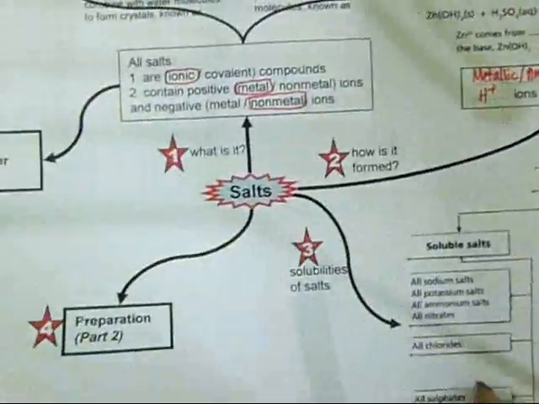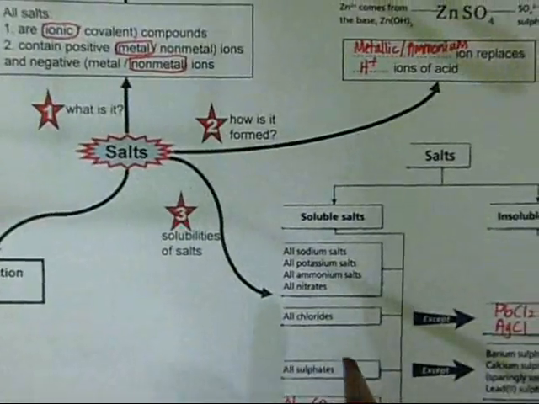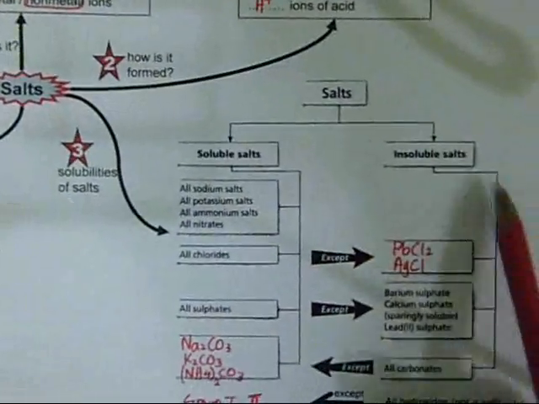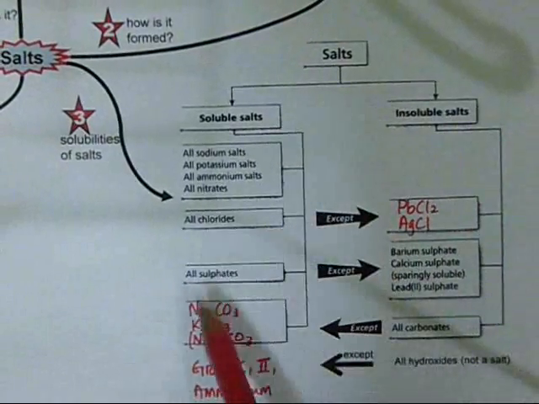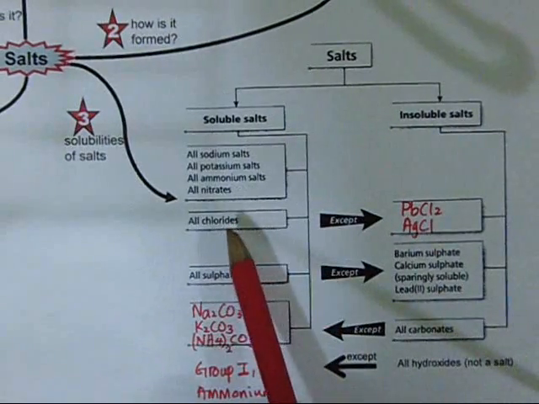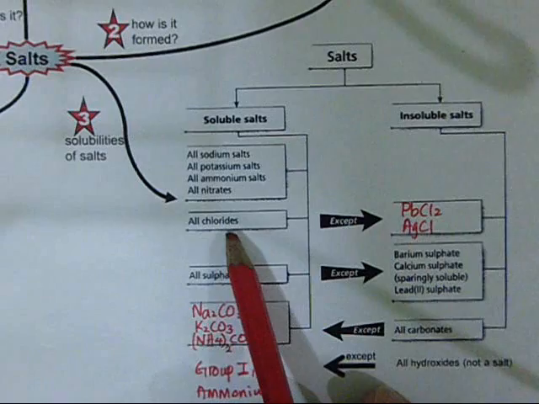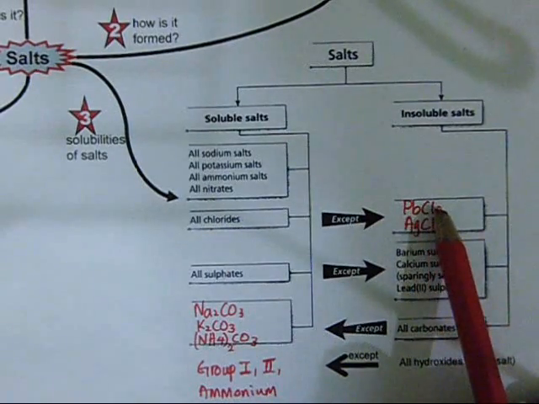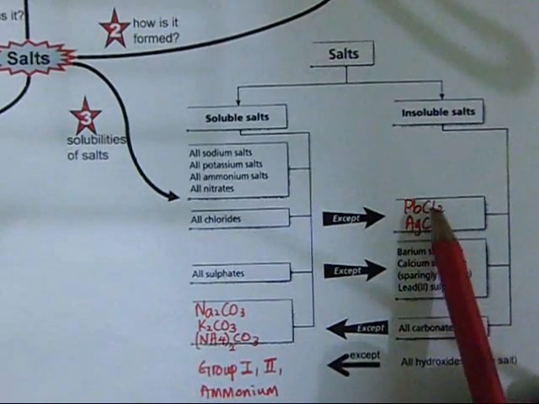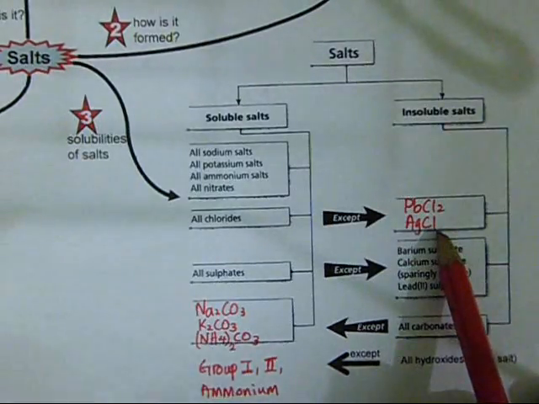Okay, then for the salt mind map, you need to know first of all the solubility table. This table must be remembered. So I ask you, for example, all chlorides are soluble except, so you have to tell me these two. This is lead(II) chloride, this is silver chloride.